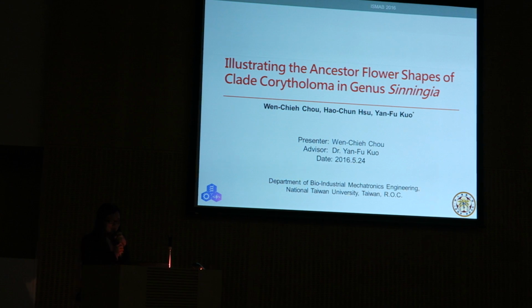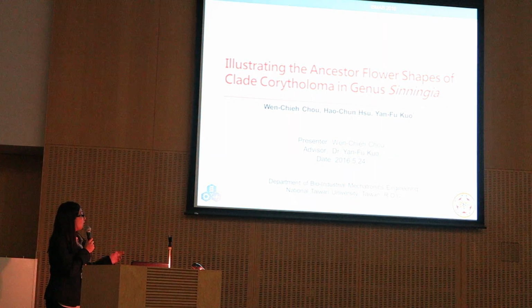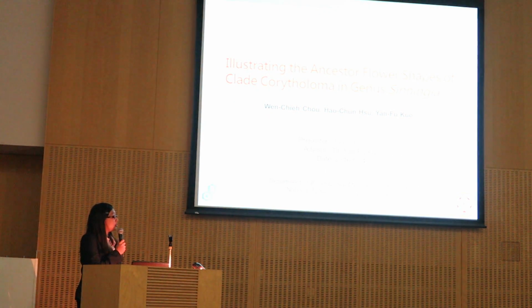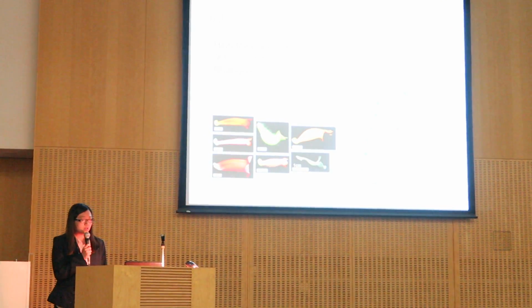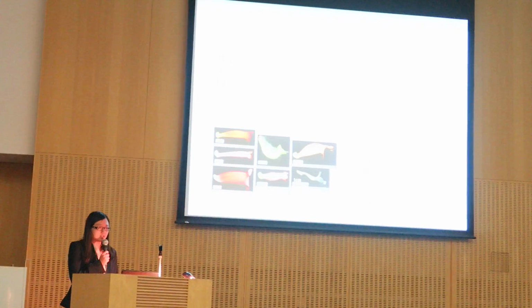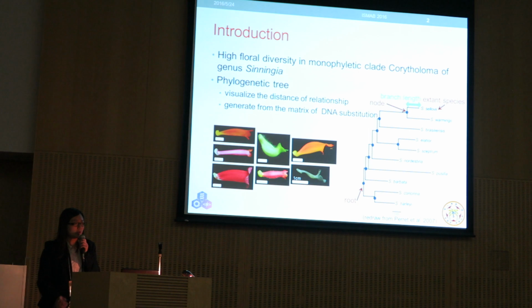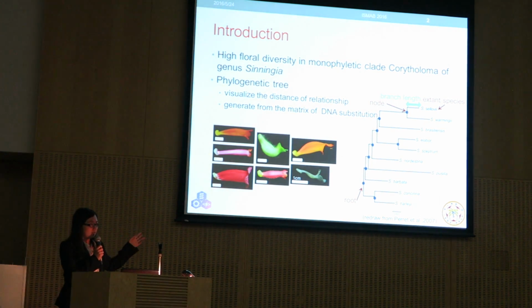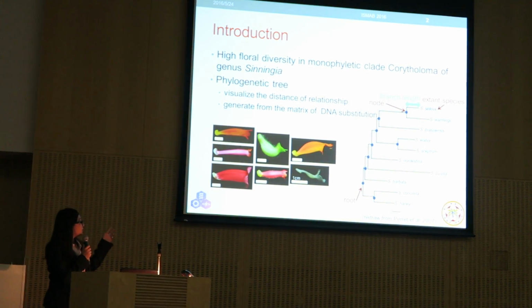And today my topic is illustrating the ancestral flower shape of Clade Corytholoma in genus Sinningia. An introduction: high flower diversity in Clade Corytholoma of genus Sinningia. We can look at the side view of each species, so we can see their shapes are different.